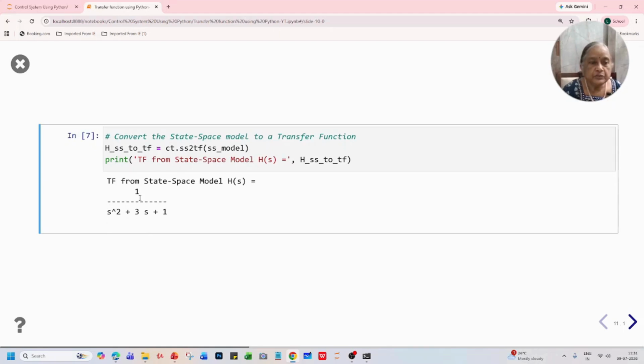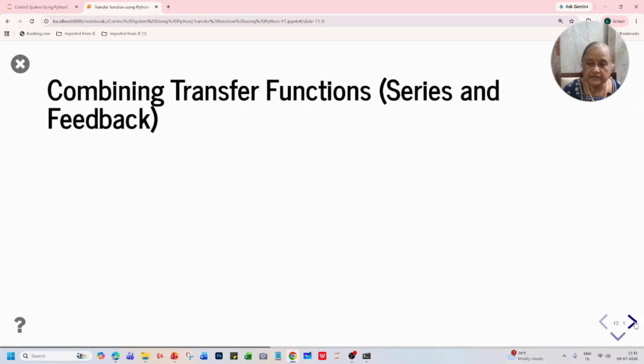So we can even do transfer function to state space by just reversing ts to ss, and that will construct one of the possible state space representations from the given transfer function. So that can be tried as a task by you. So next, let us see how we can combine these transfer functions in series, parallel, feedback, etc.